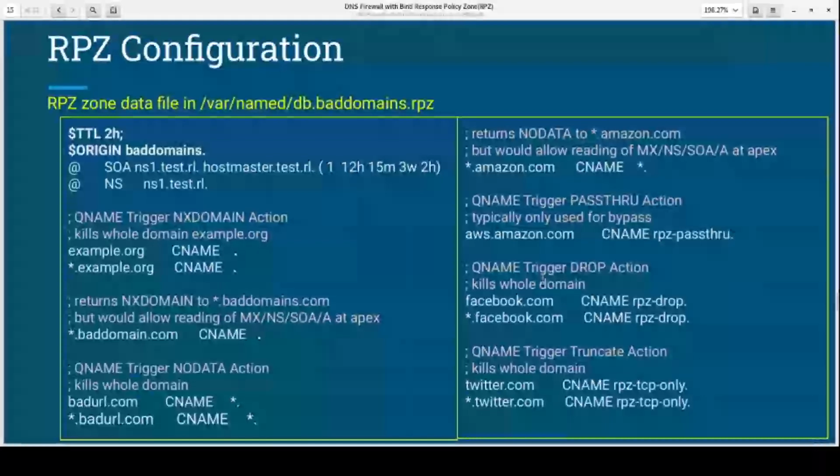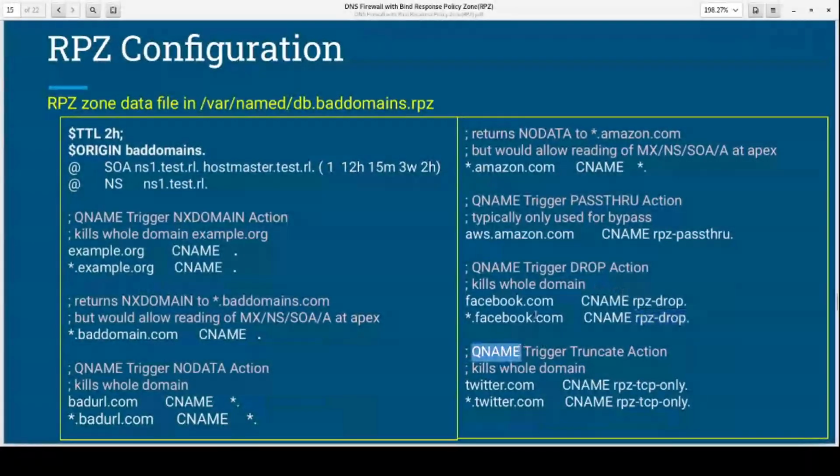The sixth rule is to drop any DNS query for facebook.com. That means the DNS server will not provide any response, or the DNS server will not answer anything if the query is for facebook.com. We write it as facebook.com CNAME rpz-drop dot. Then for anything under facebook.com it is *.facebook.com CNAME rpz-drop.